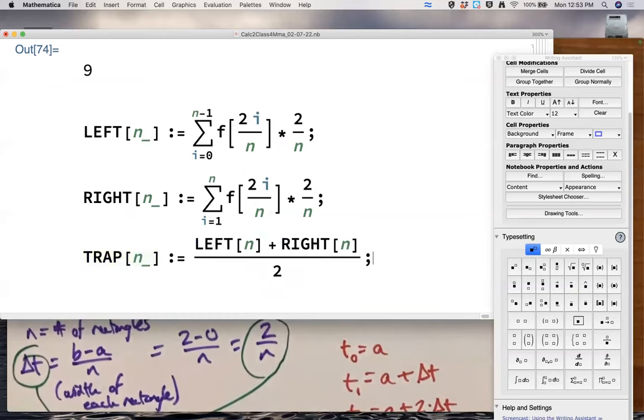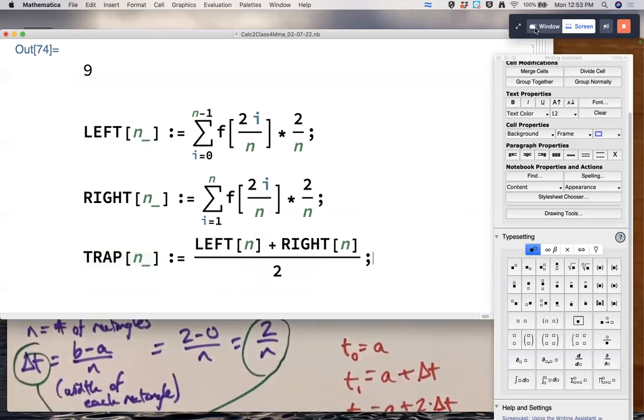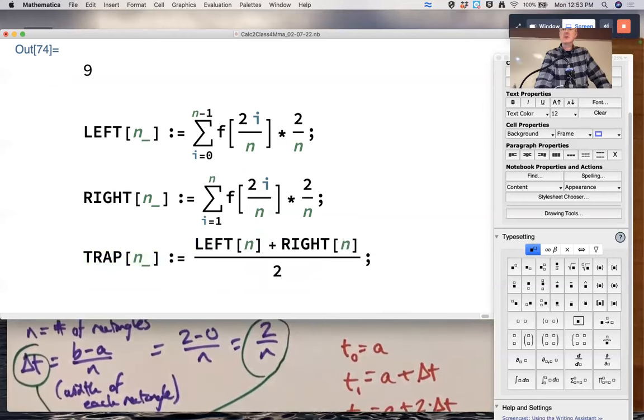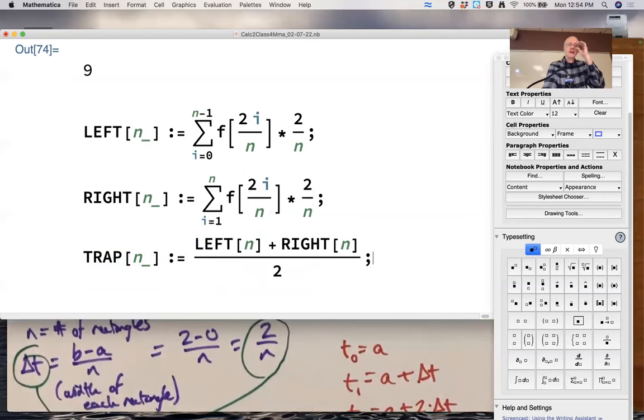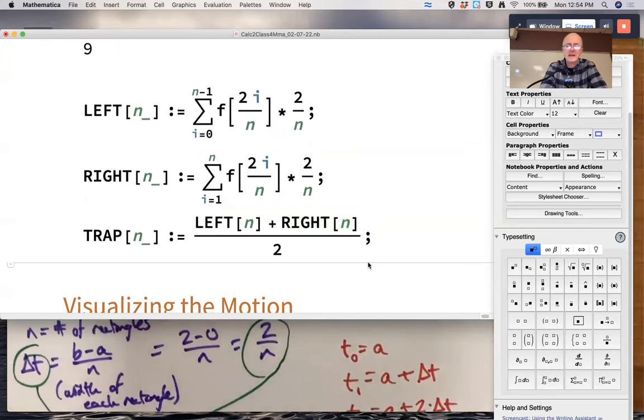Notice in each case, I'm using underscores to define the function. But once I've defined the function, I don't need the underscores anymore. In fact, if I use them, it would be bad. No underscore there, no underscore there, no underscores here or here. Once you've defined the function, you don't need the underscores anymore. So these are all entered, and I could now plug in a value of n.